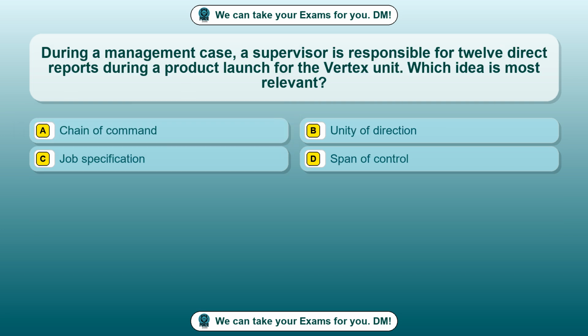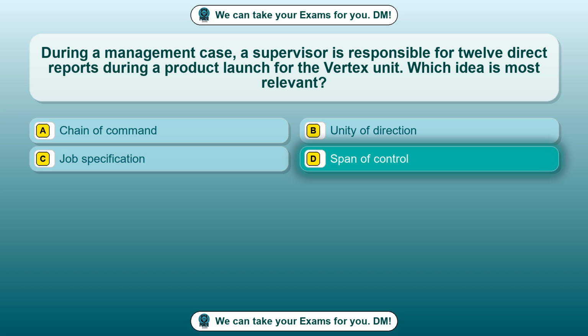Question 60. During a management case, a supervisor is responsible for 12 direct reports during a product launch for the Vertex unit. Which idea is most relevant? Option A, chain of command. Option B, unity of direction. Option C, job specification. Option D, span of control. The correct answer is option D, span of control.